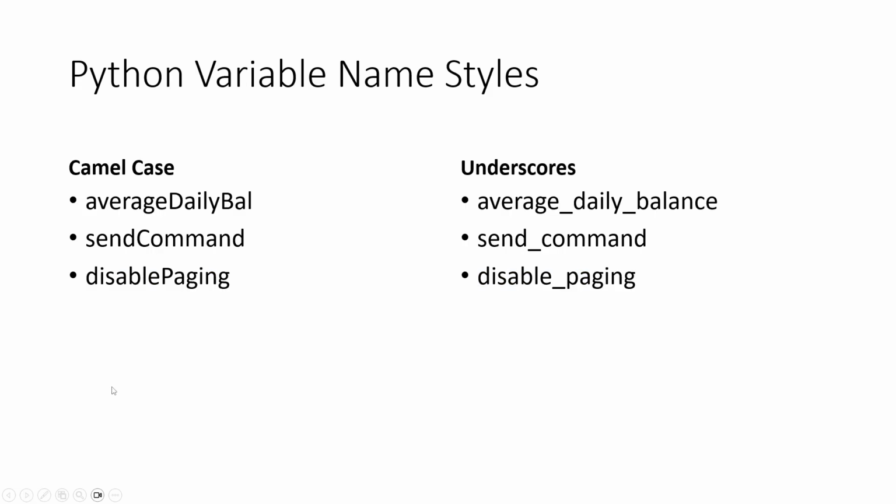We have two different name styles. When I took my first programming courses in Java, we used camel case. Basically we start with a lowercase character, and then every new word starts with a capital, the first character of every new word. sendCommand, disablePaging. You'll see a lot of references using that, and sometimes you'll see Python documentation doing that. But this is the format that I'm going to encourage you to use: average_daily_balance, send_command, disable_paging.